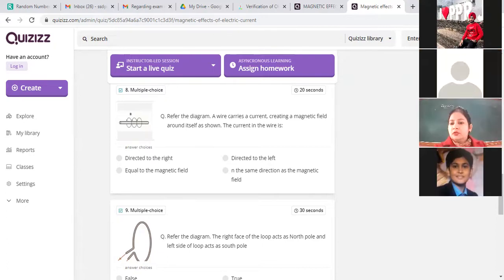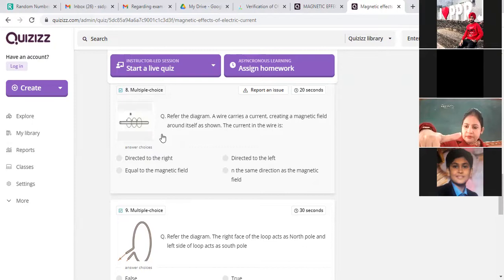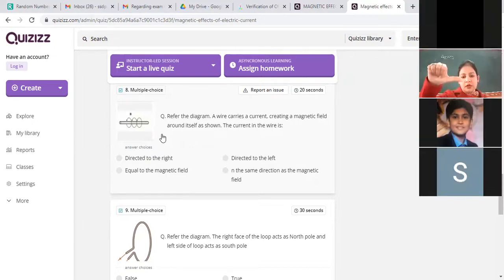So yes, Gursimar. It is directed towards left, because the sense of curling of the fingers is this way. Yes, it is anti-clockwise, but we have to keep it horizontal like this. Thumb should be directed in the left direction.